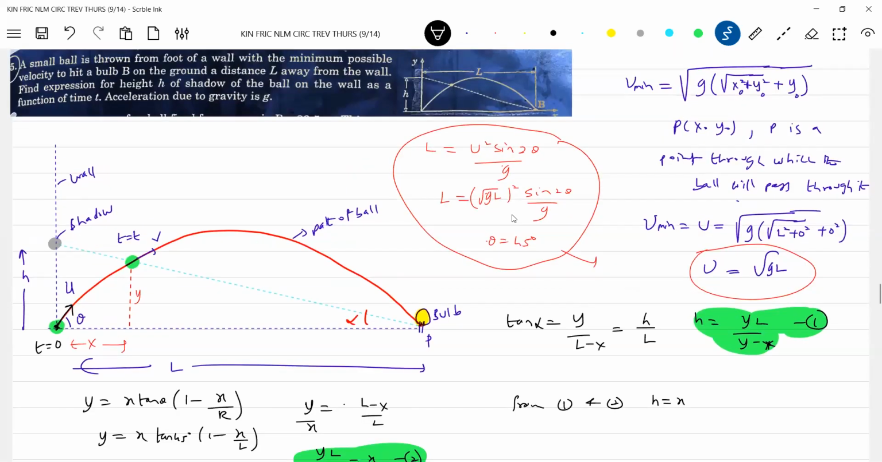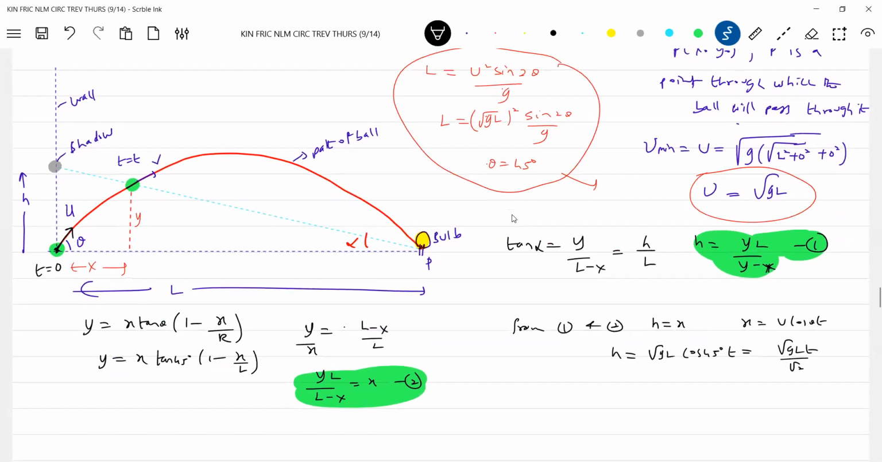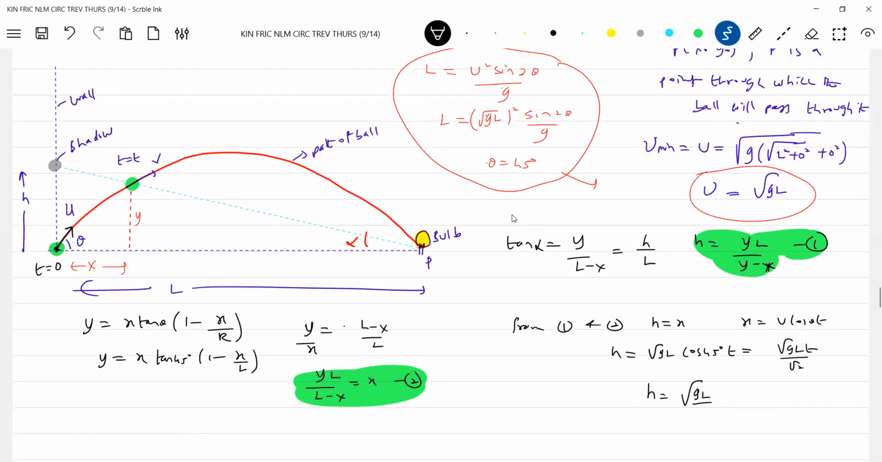He is asking for h as a function of time. So now I know what x is. X equals u cos theta into t. U is root gl, cos theta. So finally, h is equal to root gl by 2 into t. This is our answer.